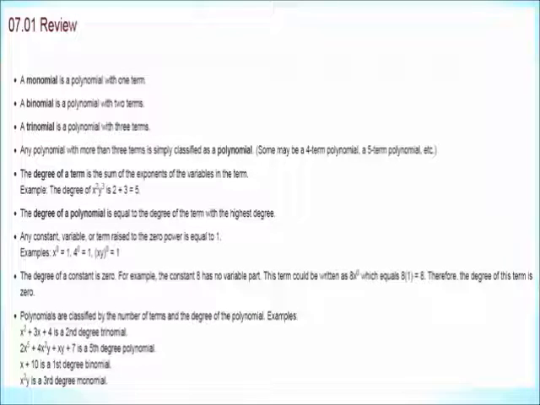Just a quick review of Module 7, or actually 7.01, is looking at polynomials. A monomial is one term, for example, x. A binomial is two terms, example, x plus 2. And a trinomial is three terms, example, x squared plus x plus 1. One of the things we need to look at is the degree of the terms. How do you calculate the degree of the terms?